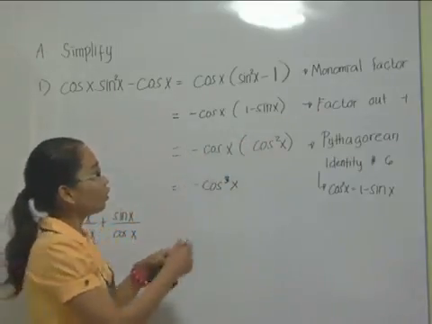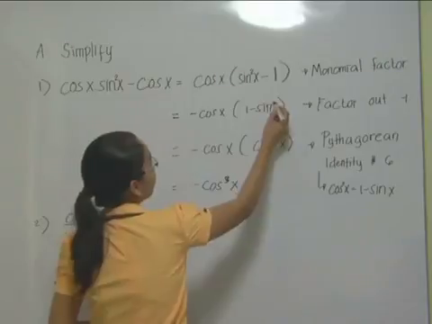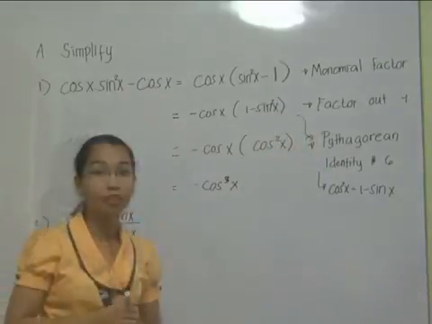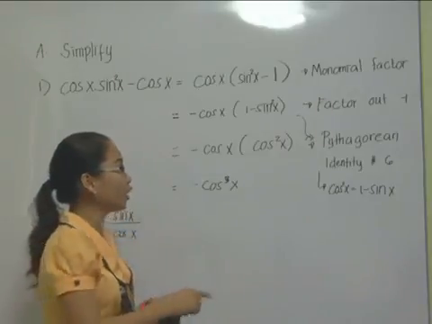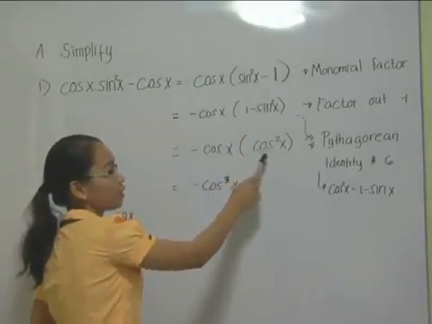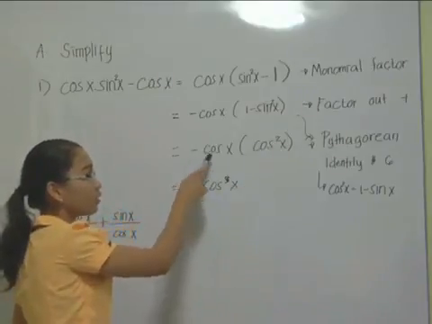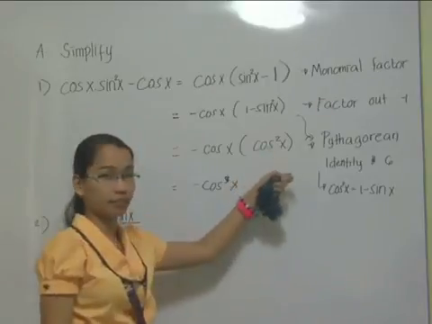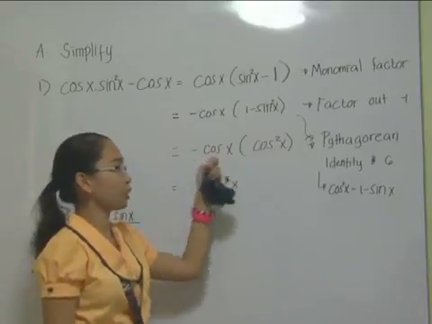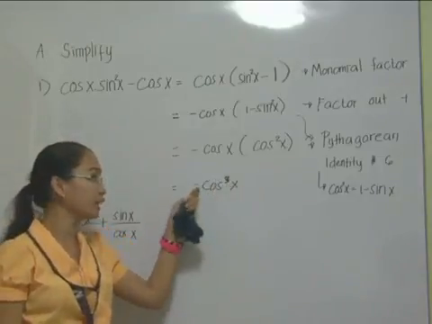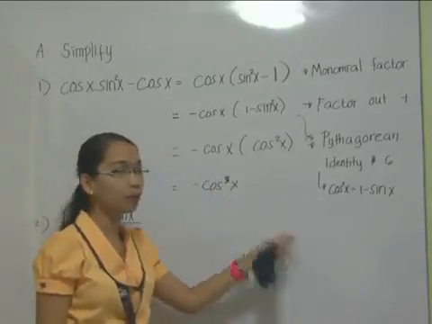Then, this one, 1 minus sine squared x, because of the Pythagorean identity number 6, we can write as cosine squared x. That's why negative cosine x times the quantity of cosine squared x. By this expression, we can simplify this one as negative cosine cubed x.